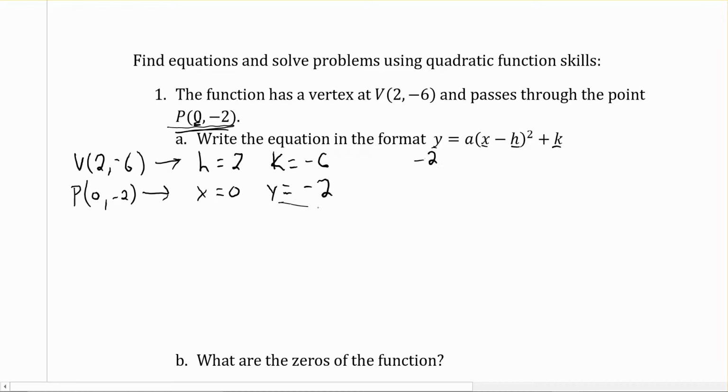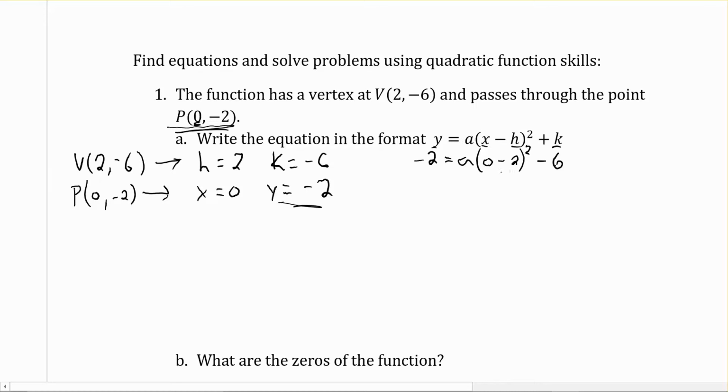-2, because that's what we said y was, is equal to a, which is the one we don't know yet, so I'm just going to keep that as an a, times x, which we said was going to be 0, minus h, which was 2, squared, plus k, which was -6. Instead of plus negative, I'm just going to call that minus 6. Okay, now all we have to do is solve for a.